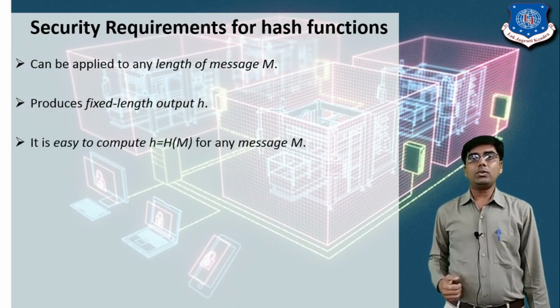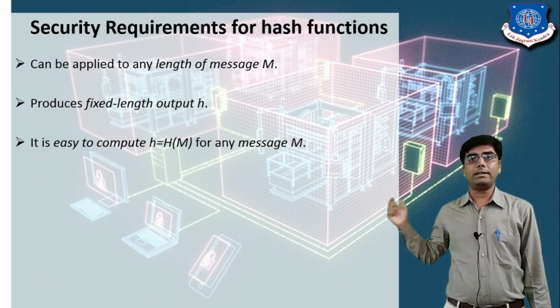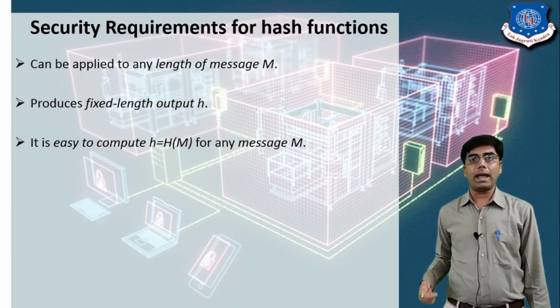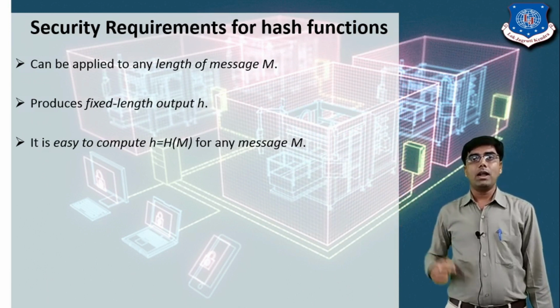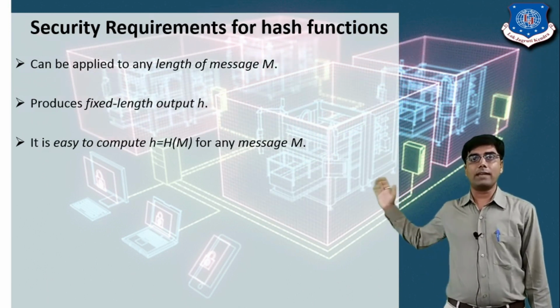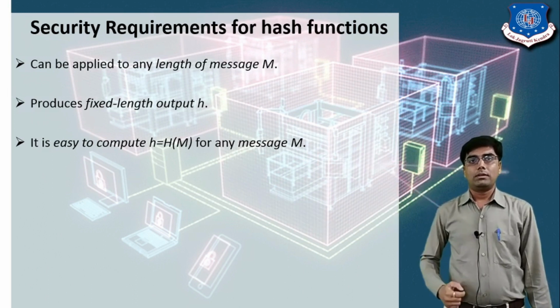Then it is easy to compute because there is one formula to find the hash code. The formula is small h equal to capital H of m, where capital H represents the hash function, m represents the message, and small h represents the hash code. It means after applying the hash function on the message, it generates the hash code.